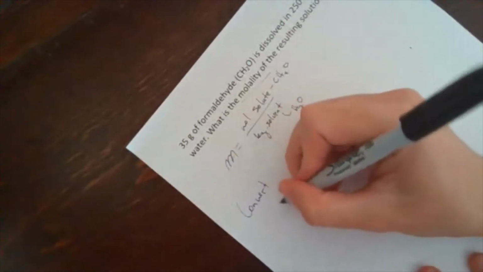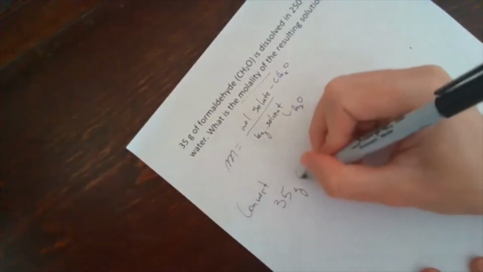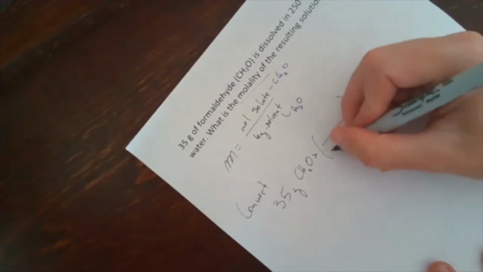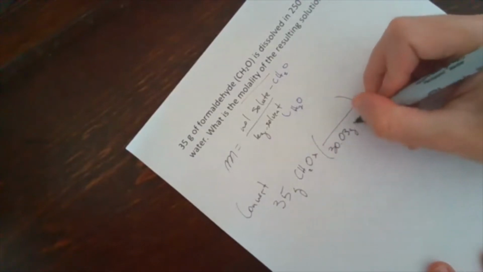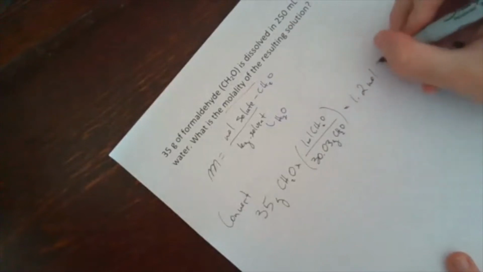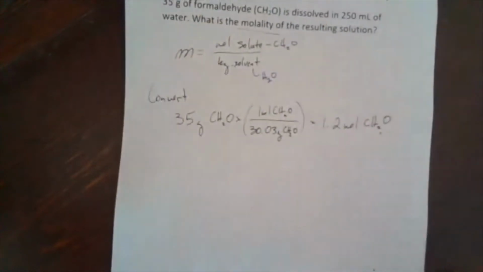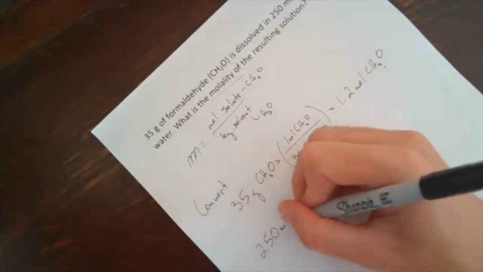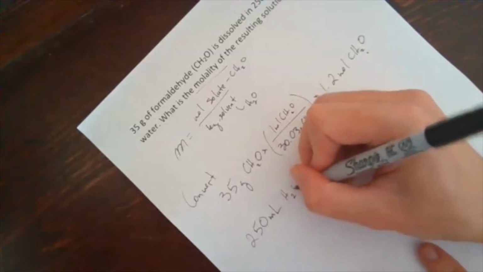I have 35 grams of CH2O, and I want to turn that into moles. The molar mass of formaldehyde is 30.03 grams CH2O for every 1 mole of CH2O, giving me 1.2 moles of CH2O. That's good. I've taken my grams of solute and turned it into moles of solute. I also need to get my kilograms of solvent. Right now, I have 250 milliliters of water.